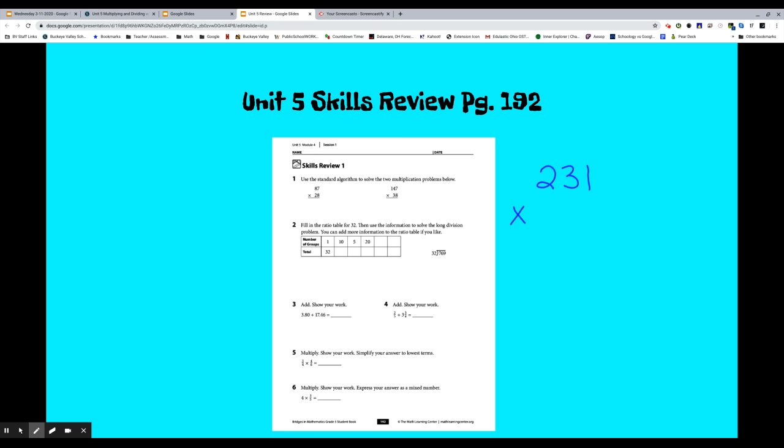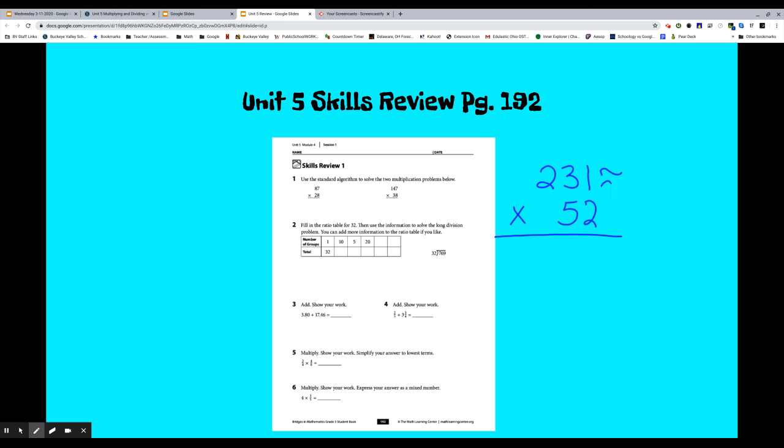So I am going to take 243 times 52. And before I ever solve for this product, I am going to estimate each factor, and I'm going to get an estimated product, so that when I'm done, I can see if my final product is reasonable.